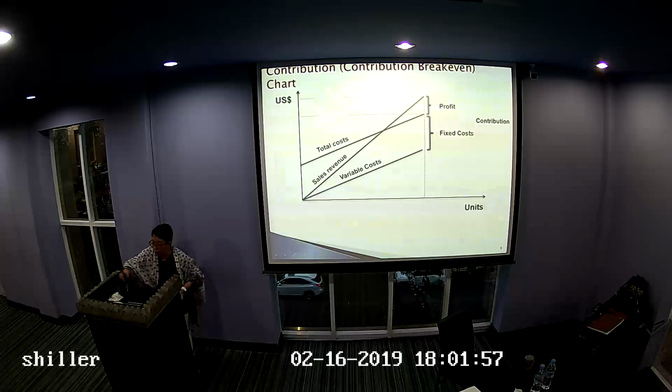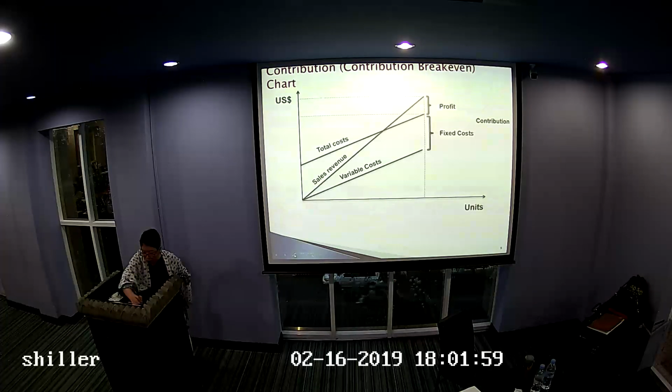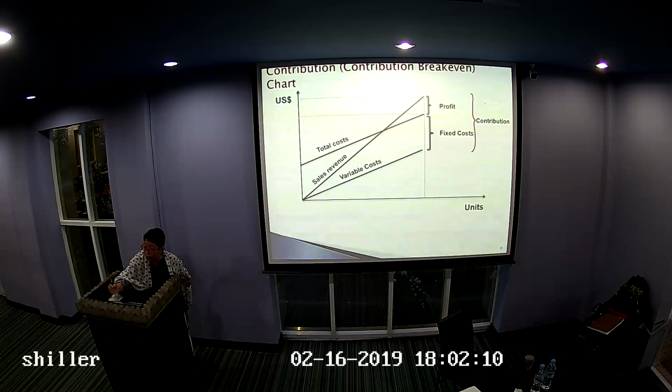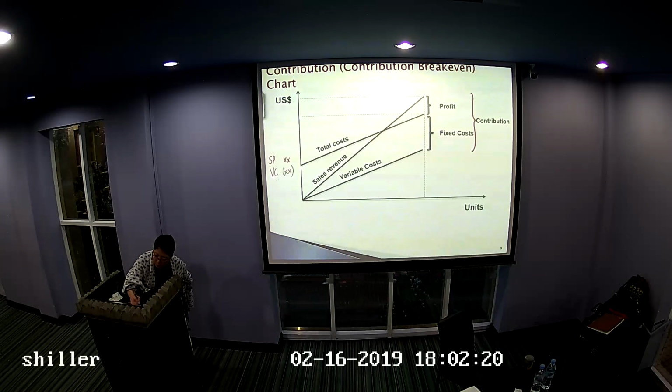There. So contribution really is what? Contribution is sales minus variable cost, which is profit plus fixed cost, isn't it? So let's put it the way you understand it. How do I get contribution? Selling price less variable cost equals contribution. Understood? Less fixed cost equals profit.